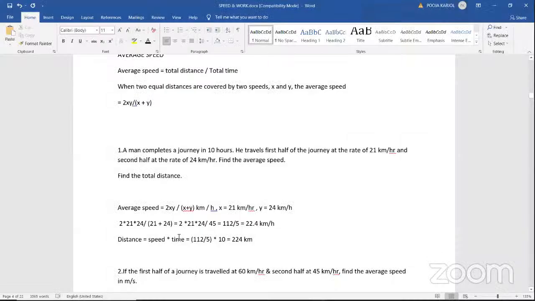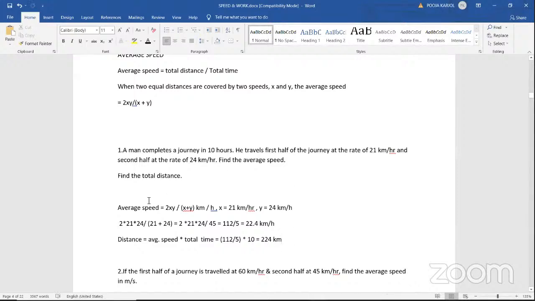Then distance is equal to speed into time. Here speed would be average speed, okay, average speed into total time taken. What is total time? 10 hours. Completes the journey in 10 hours. 22.4 into 10 will give you 224 kilometers.